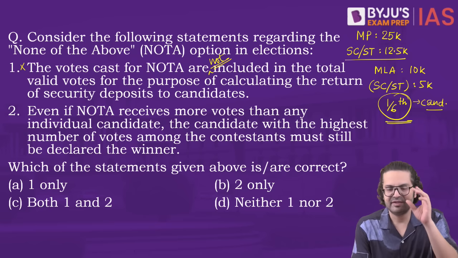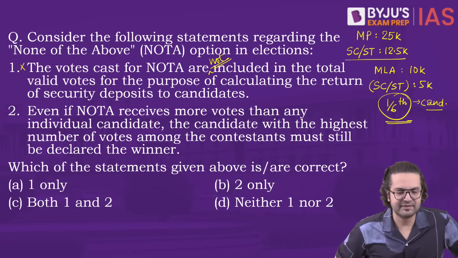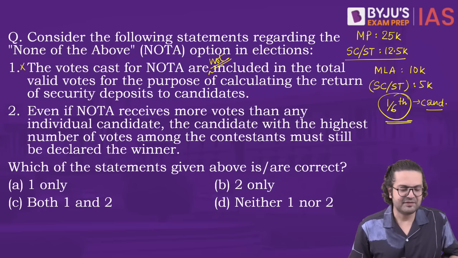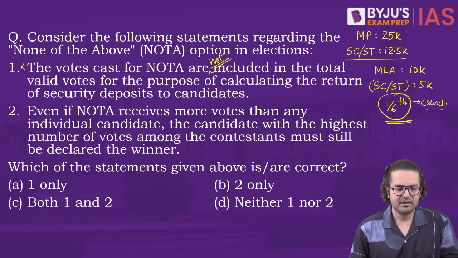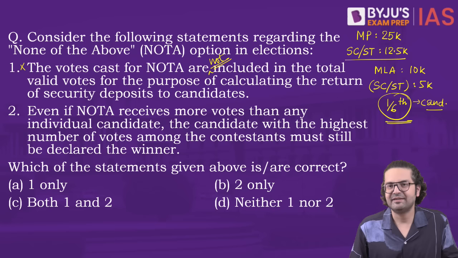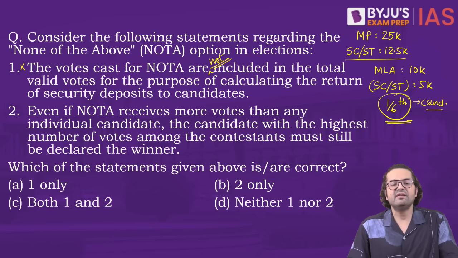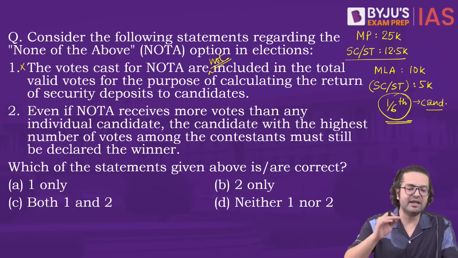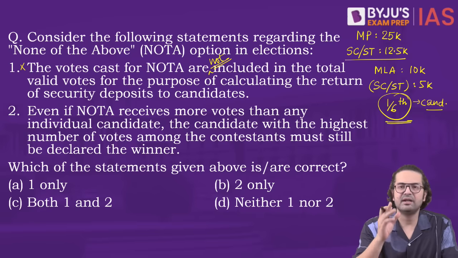Zamanat zabt is a very popular term. Lot of parties are experts in all these things, especially in the last 10 years. We have seen the rise of single party dominance, at least at central level. So a lot of parties have to go through this. Their candidates have their security deposit forfeited because of extremely poor performance, right? Anyway, number 2, even if NOTA receives more votes than any individual candidate, the candidate with the highest number of votes among the contestants must still be declared the winner.